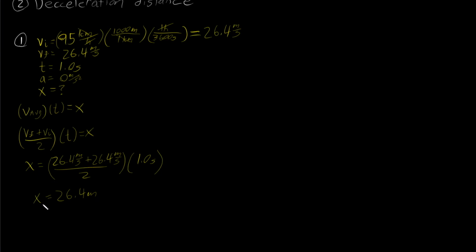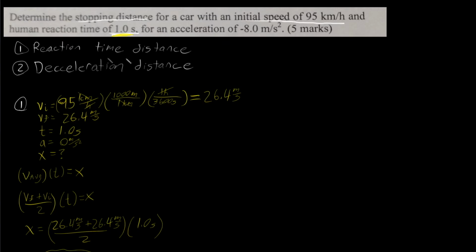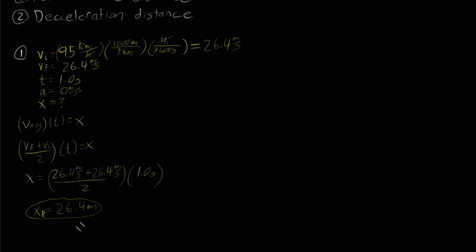Okay, so we could call this x sub r. This is the distance that is traveled before we start reacting. So we solved the first part of what we need. This is the distance traveled before our foot gets onto the brake pedal.